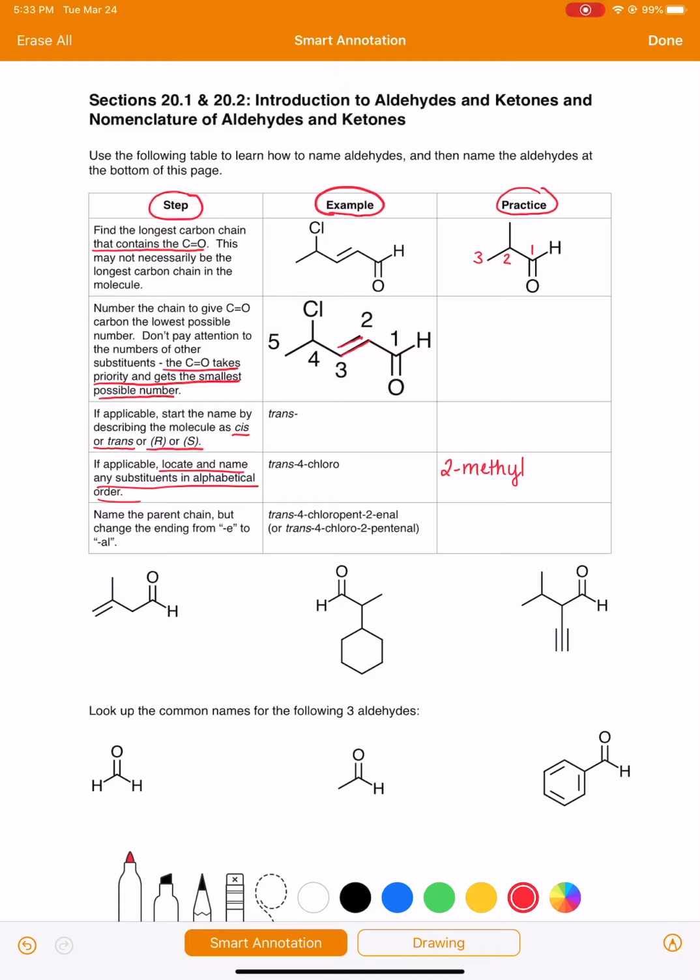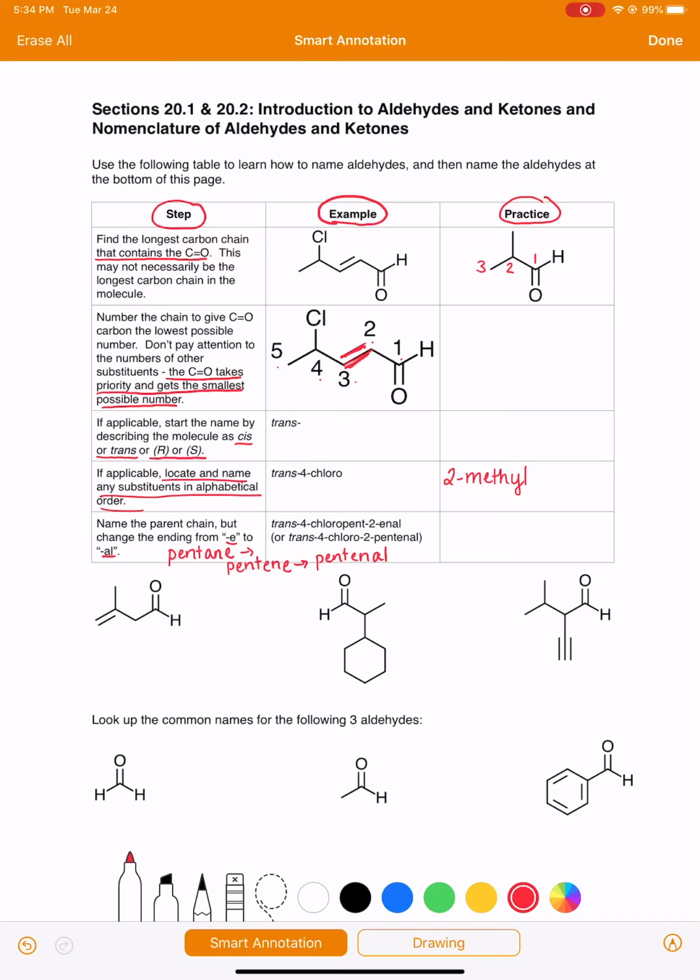We do have to locate the position of the carbon-carbon double bond. It's at carbon number 2, and we're looking here at 2 different ways that you can locate the position of the carbon-carbon double bond. You can say trans 4-chloropent-2-enal, or you can say trans 4-chloro-2-pentenal.